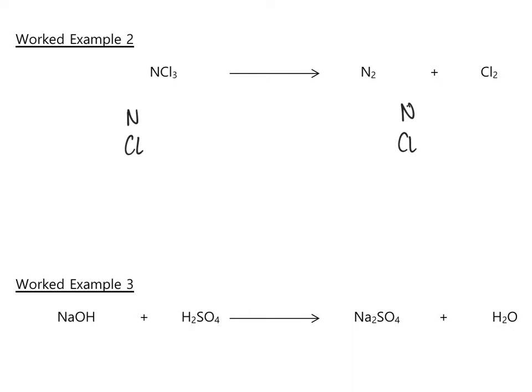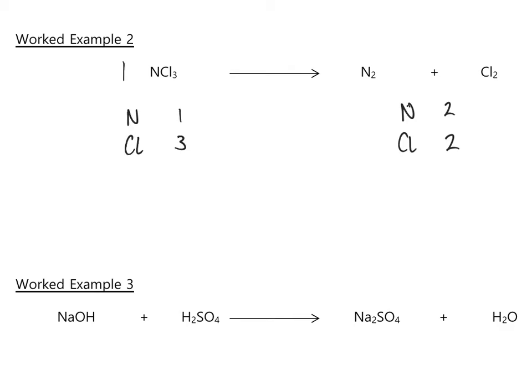The next step is to count up the number of atoms of each element on the left hand side. So with nitrogen there's no number after it, so we put a 1 there. With chlorine there's a 3 after it, so there's 3 chlorine atoms. Let's go over to the right hand side now. How many nitrogens do we have? We have 2. How many chlorines do we have? We have 2. So you can see that this equation is not balanced. We do not have the same number of each type of atom on either side of the equation.